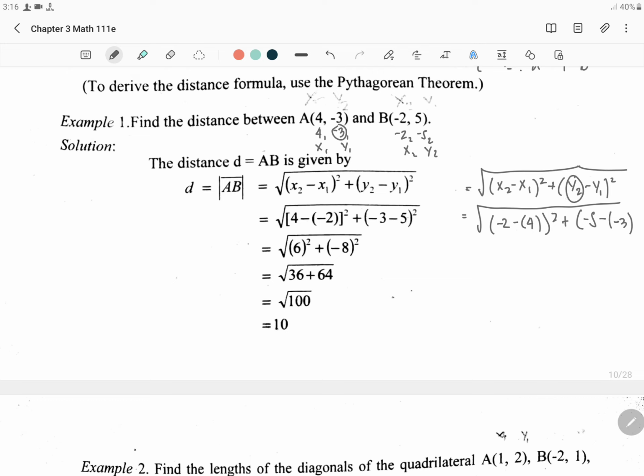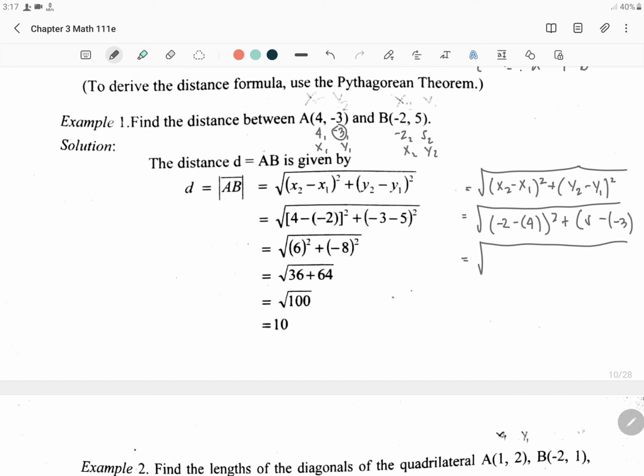Dito sa y sub 2, review natin. Yung y sub 2 pala natin is hindi negative. Nagkasama ko ng negative, so positive yan. Wait lang ha, ibalik natin ng konti. Tanggalin natin yung negative dyan. So, ganyan lang pala. Sorry about that. So, let us proceed.